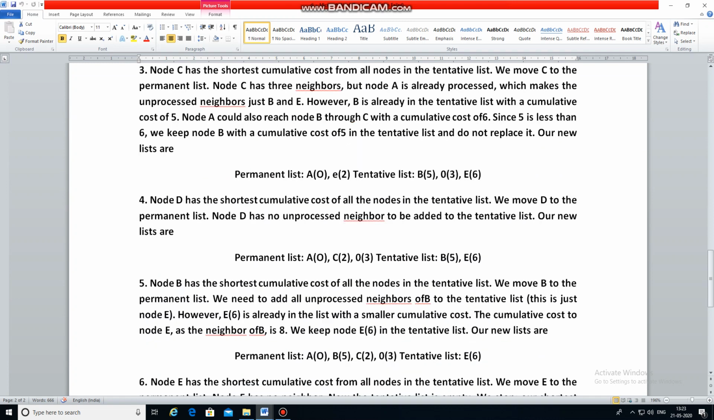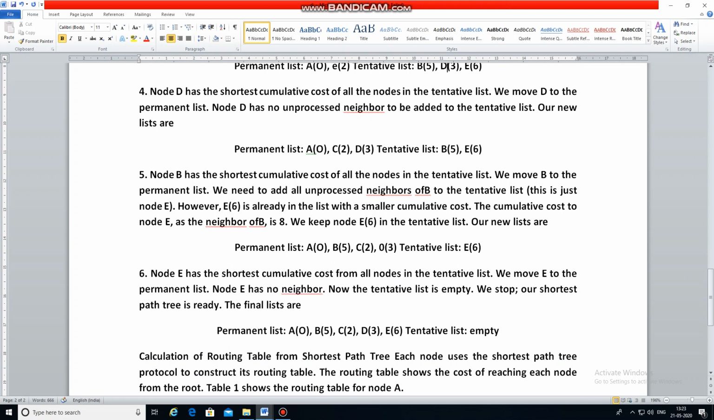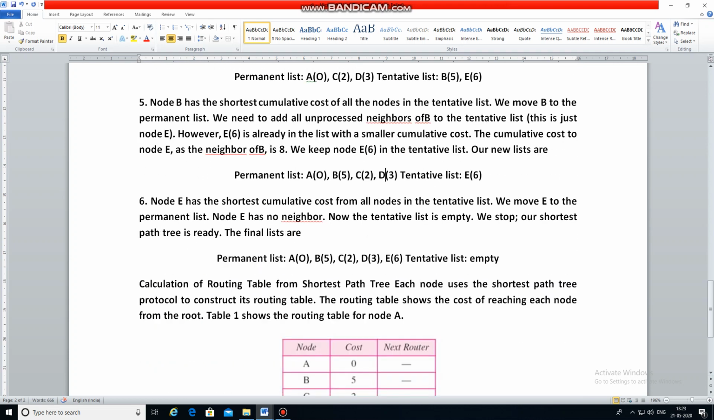Now I move D to the permanent list. Now the permanent list is expanding. You can see that this is D, right? And the cost is 3, right? Now in the tentative list we are left with only B and E. Now we add B to the permanent list. So the permanent list is A, B, C, D, and we are left with E. Now lastly we add this E.